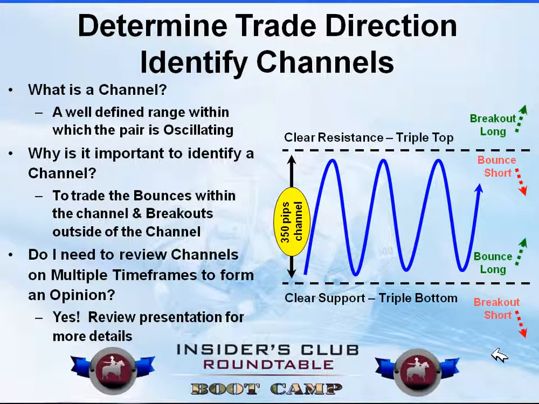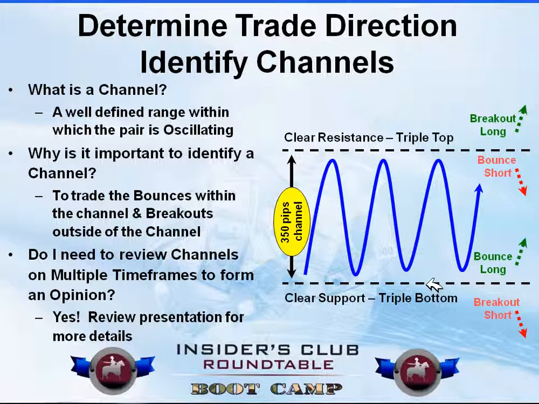In this slide, we're going to be talking about channels. Now this is a 350 pip channel. You have clear resistance. In this example, we have a triple top, we have clear resistance, we have clear support. So a channel is a well-defined range within which the pair is oscillating.